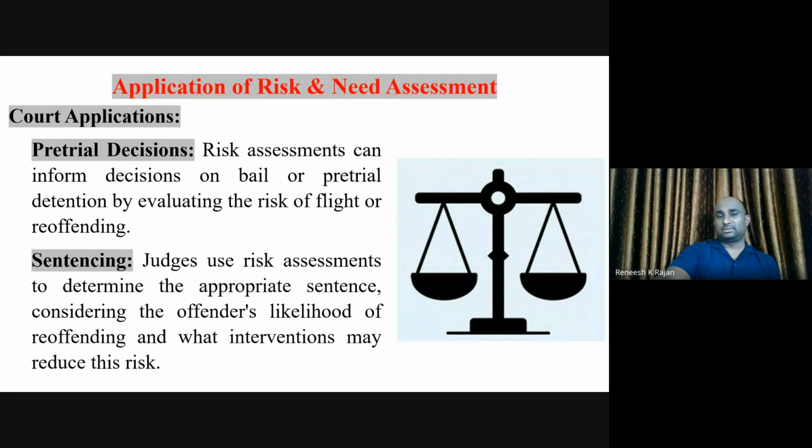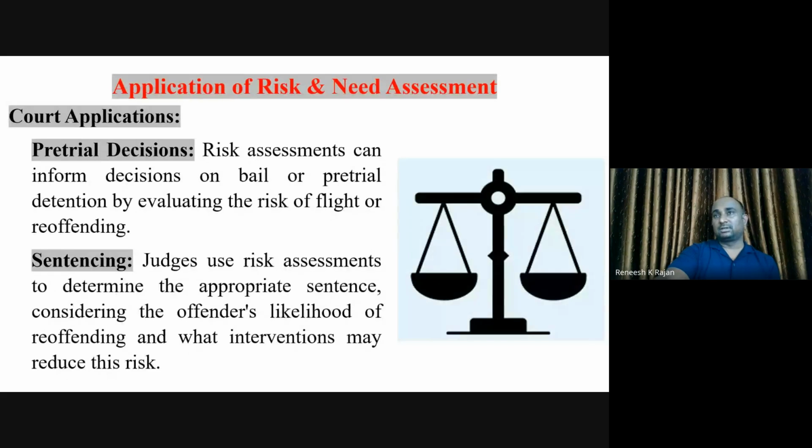Until now we talked about risk and need assessment in correctional settings, right? In correctional settings, we identify the prisoner's risk and the prisoner's needs, and we provide intervention programs based on their criminogenic needs or crime-causing factors. We classify them based on their risk level: low risk, medium risk, and high risk.